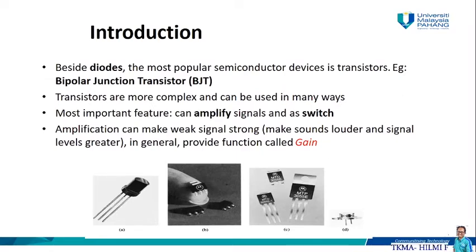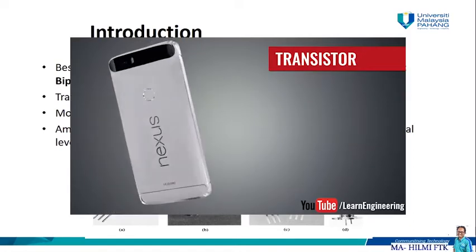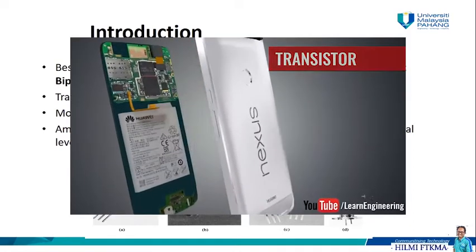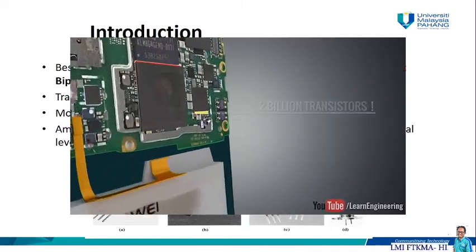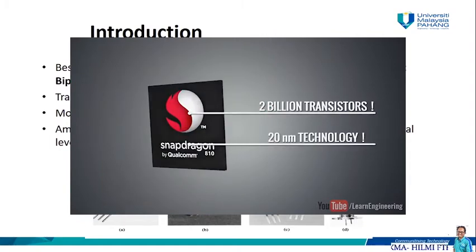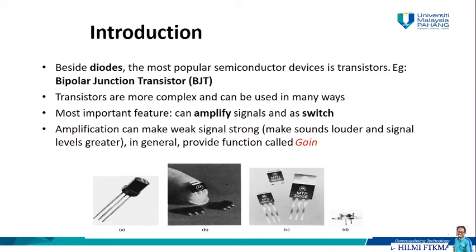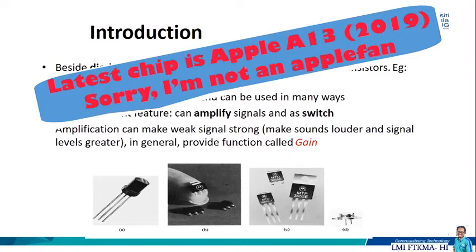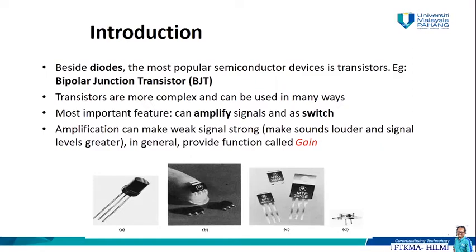Basically, a transistor is a more complex semiconductor, and it can be used in many ways. For example, in your hand right now you should have your phone, and in your phone you should have the motherboard, and inside the motherboard is the brain of the phone itself, the processor. It could be any brand, maybe the latest one is Snapdragon, or for iPhone it is the A10 or A9. Inside this processor, or CPU, the central processing unit, there will be thousands of transistors.